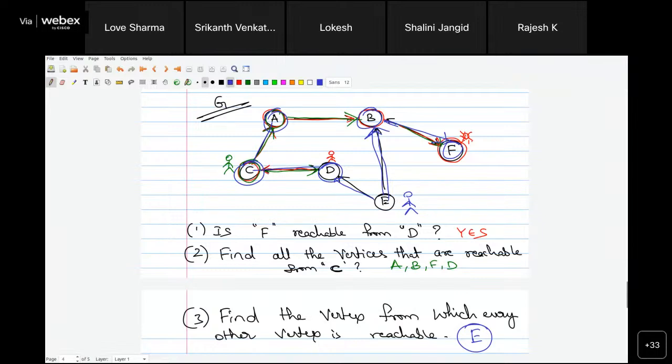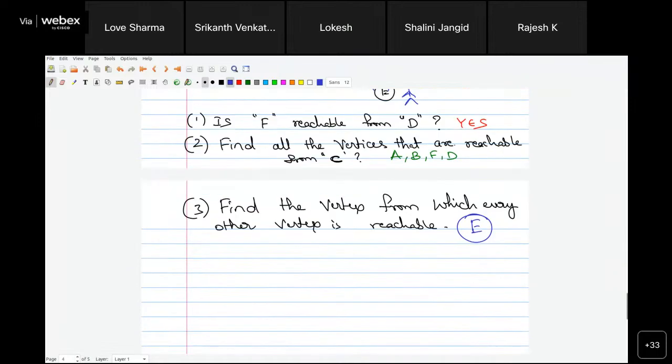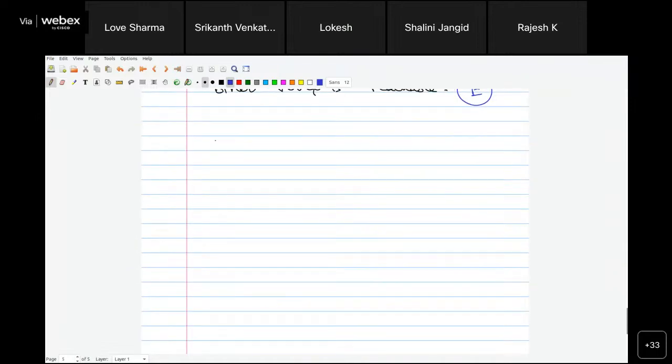Suppose there are some cities in India. Let us name them, as we have used names before. Let me start with Delhi, Mumbai, Chennai, Hyderabad, maybe Bangalore, and Kolkata.